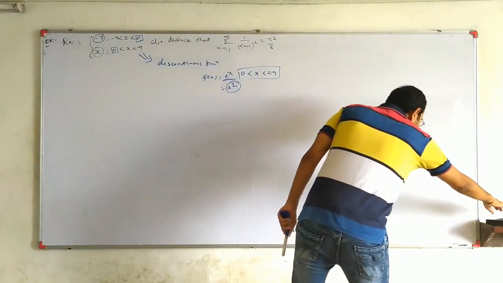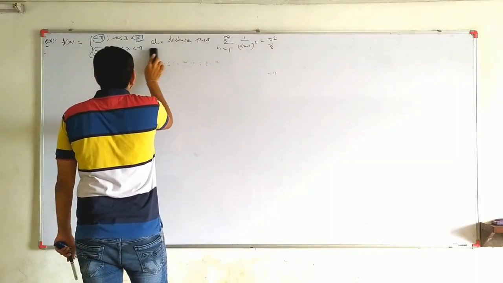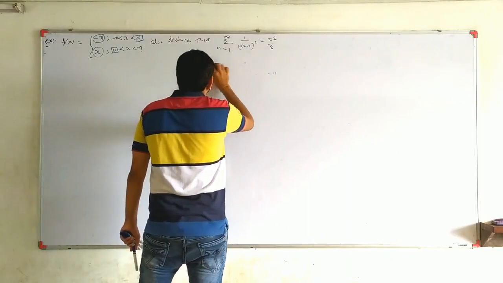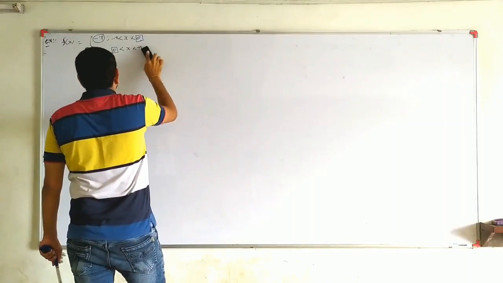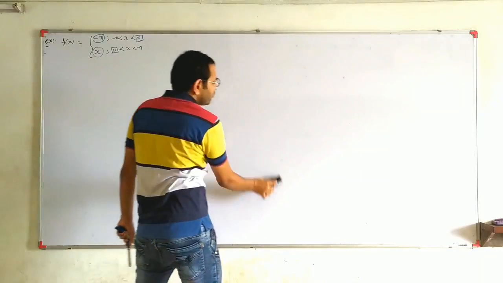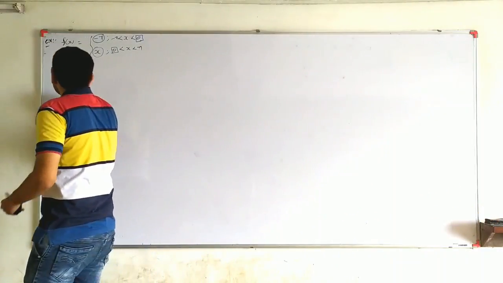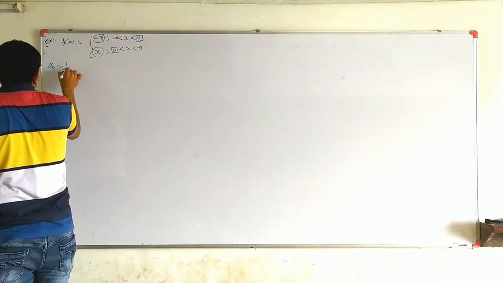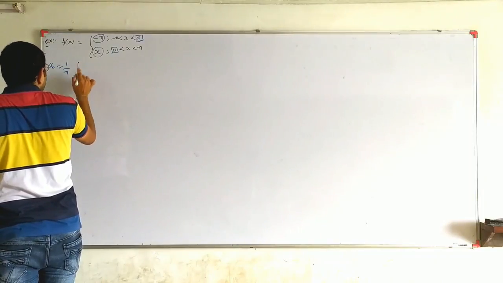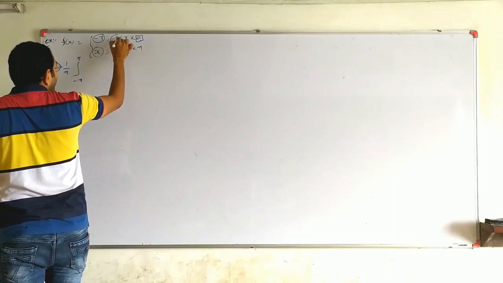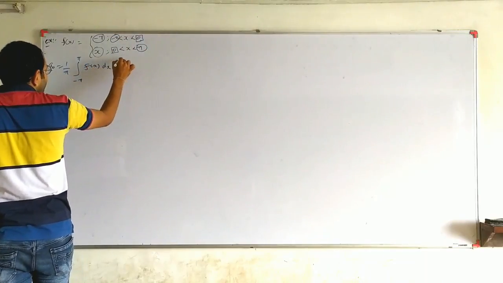In this type of example, we will find the value of the function at the 0 position. First, we find the Fourier series with the help of the formula. The first formula, a0, is 1 upon pi, integral from minus pi to pi, f of x dx.